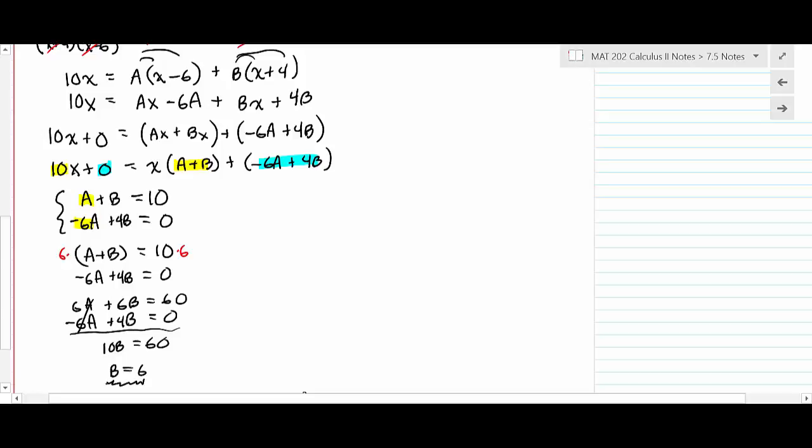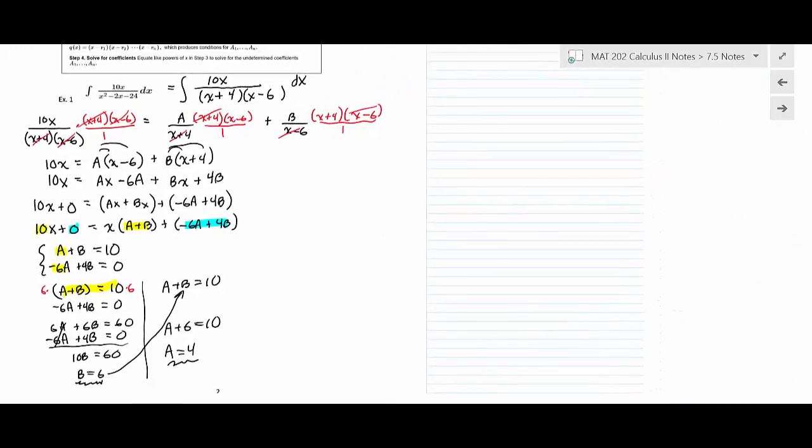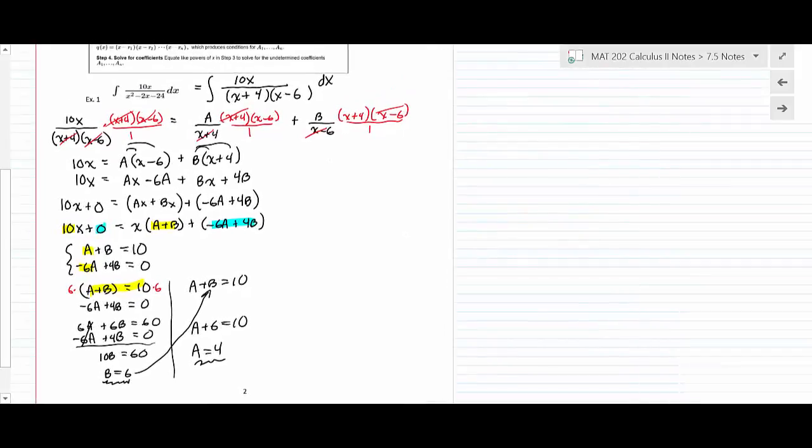Now you'll be able to do a lot of stuff in your head. Go to your first equation, a plus b equals 10. If a plus b is equal to 10 and b is equal to 6, then you have a plus 6 is 10. So in your head, what's a? 4. That's the whole key of the problem, to figure out what a and b are. That's all algebra. It took us a bunch of steps just to get down that algebra. Does that look okay?